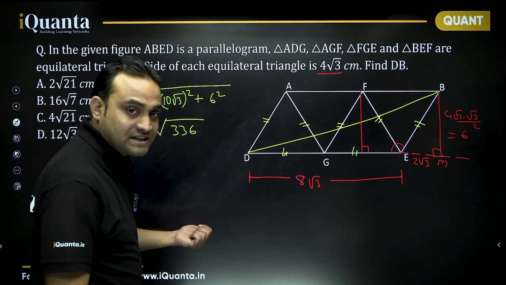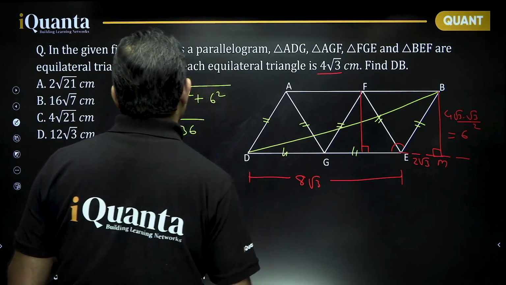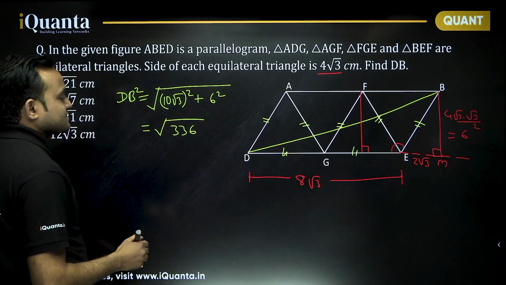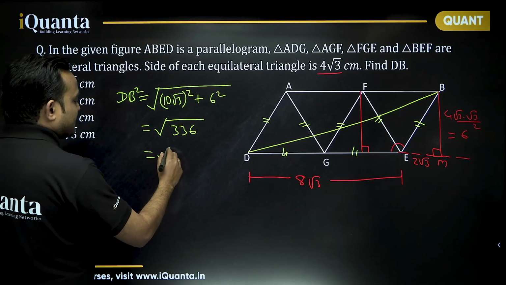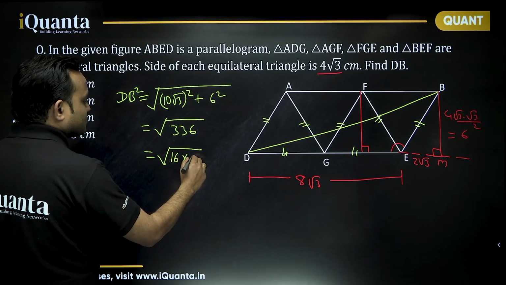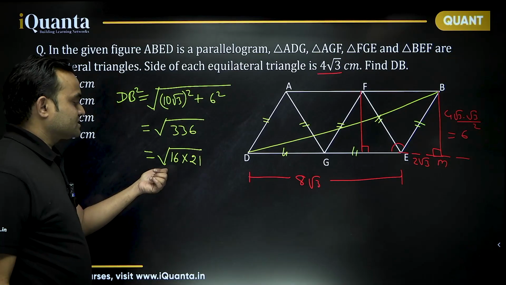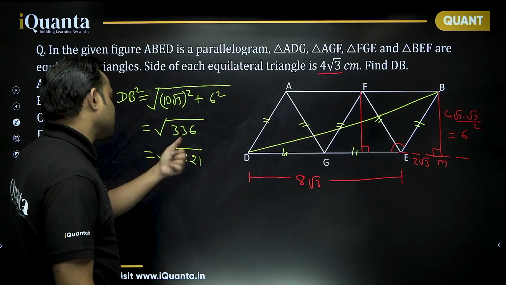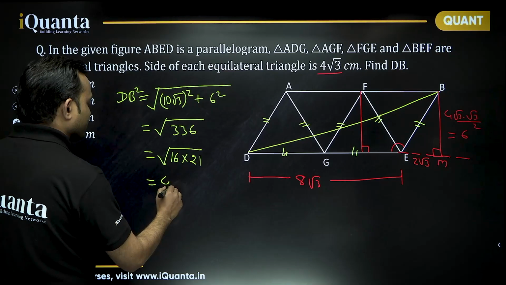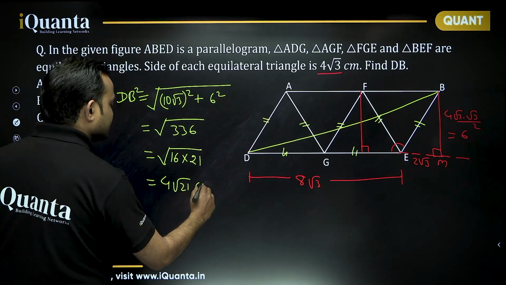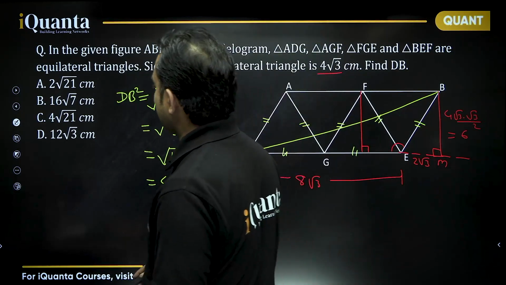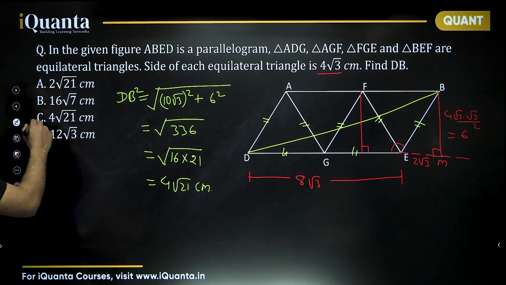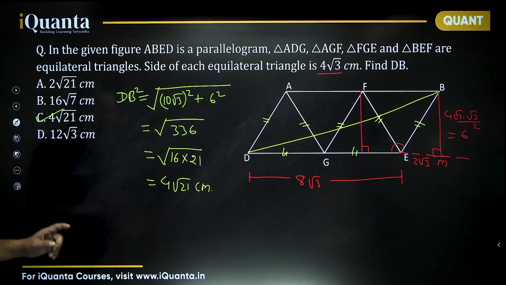Now what is 336? If you check, this can be written as 16 into 21, right? 16 into 20 is 320 plus 16, which we can write as 4 root 21 centimeter. And that is the length of BD. So our answer is 4 root 21 centimeter, option C.